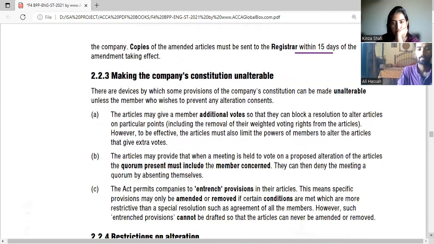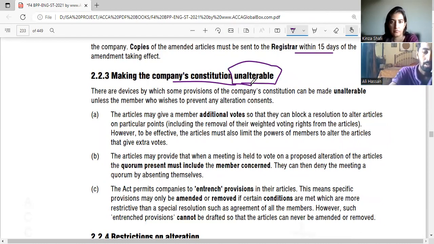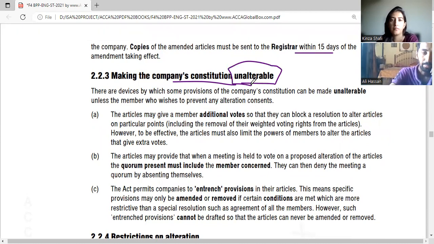Clear till here? All set? Yes. All right, move ahead. Making the company's constitution unalterable. Is this possible? Yes, it can be. But should we make it unalterable? No, only the fundamental ones. They should be allowed to change whatever with time. They obviously can change, so with time I think they should be allowed.